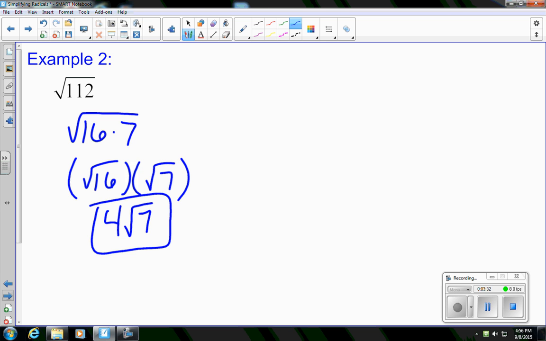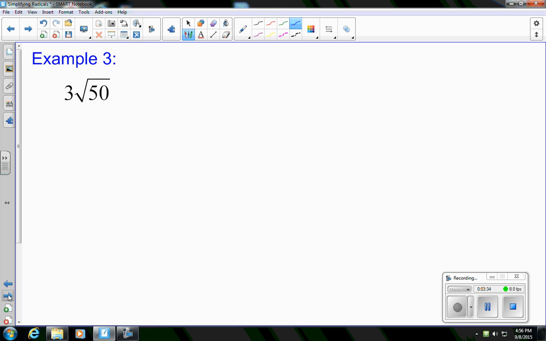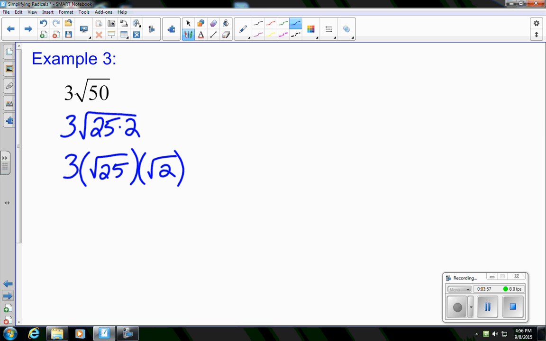Now let's take a look at one where there's a number in front. This time I have 3 times the square root of 50. I'm going to keep that 3 on the outside and do the same process. What's the largest perfect square that divides in evenly into 50? It's going to be 25 times 2. Keep the 3 on the outside. Give each number its own radical.